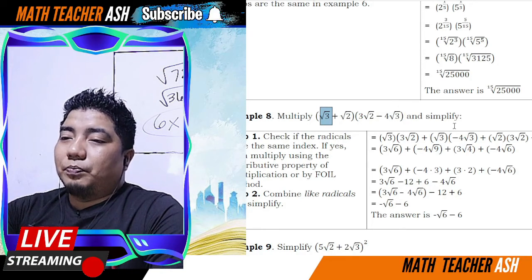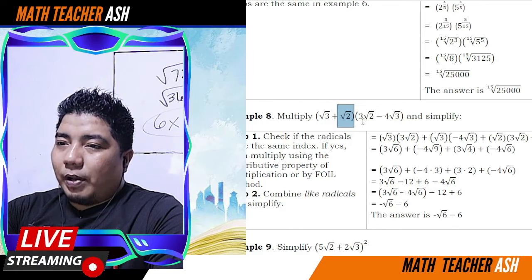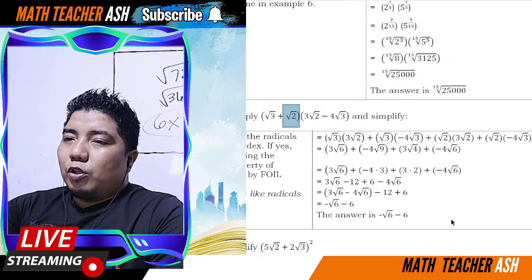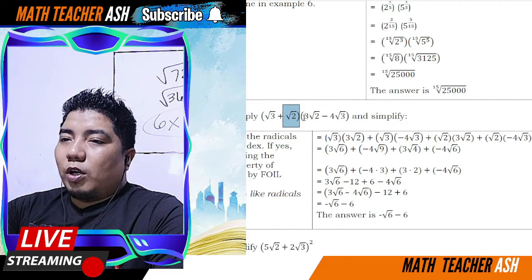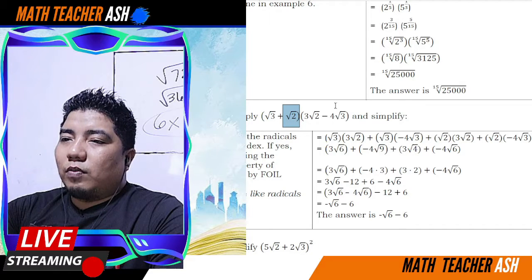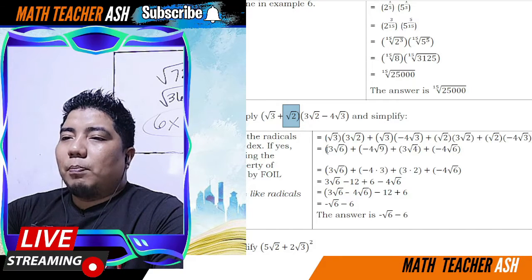Okay, so yun. And then, after that, ito naman ang i-multiply mo. Ganun pa rin dito, i-distribute mo sila. So, using the FOIL method. So, you have square root of 2 times 3 square root of 2. Ito yon. And you have square root of 2 times negative 4 square root of 3. Ito yon. Okay? And then, you simplify.